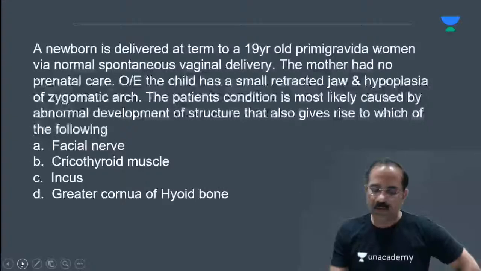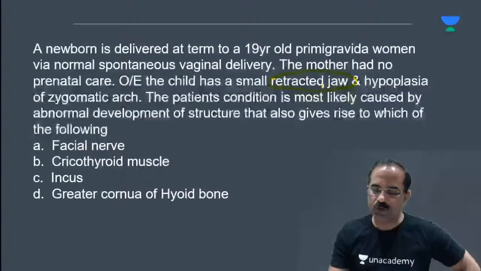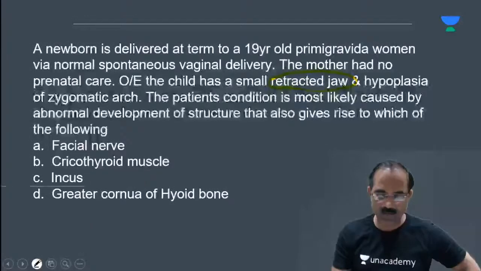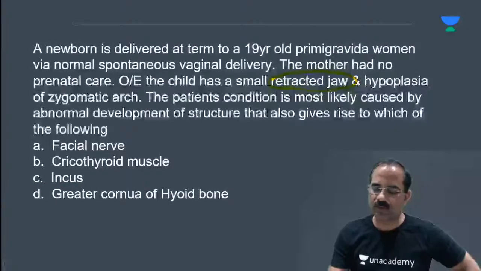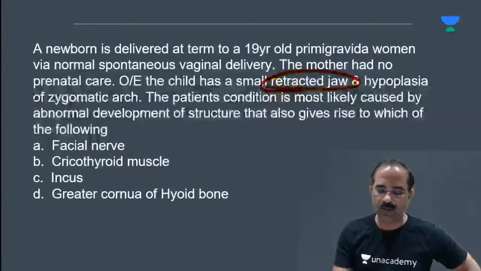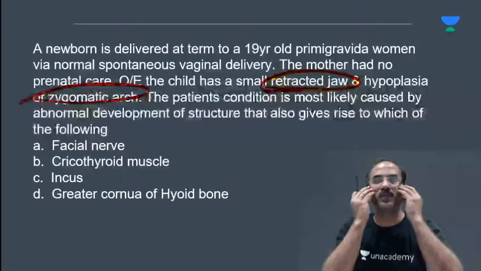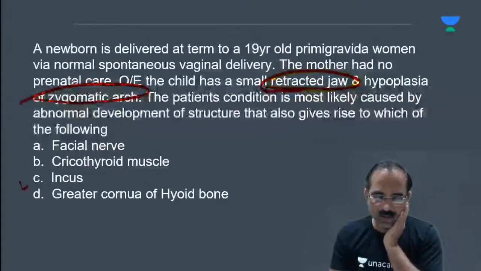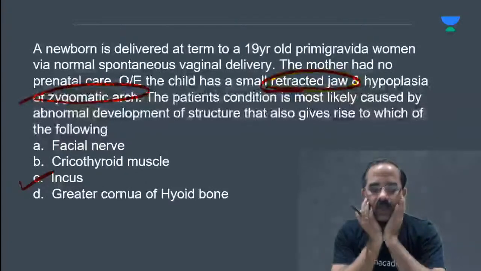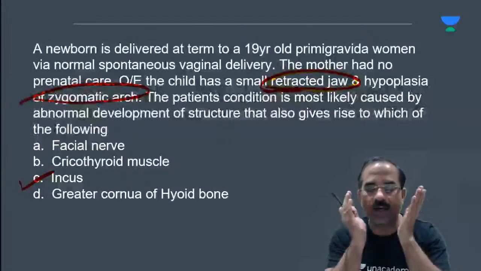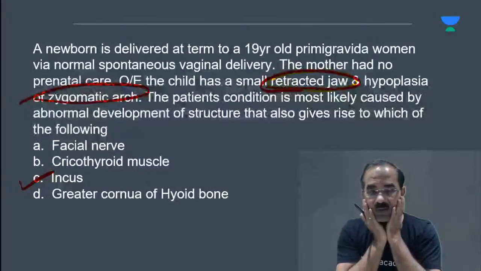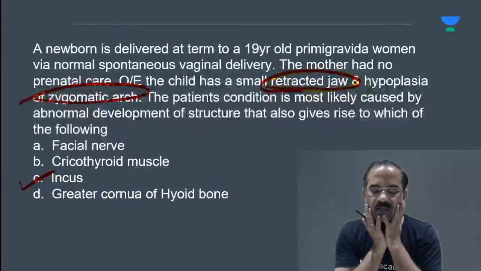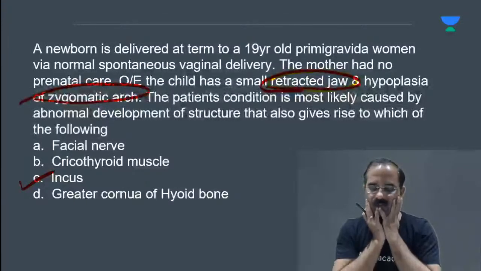See, retracted jaw means the maxilla and the mandible are not developed. Hypoplasia of the zygomatic arch. So the maxilla and mandible develop from which pharyngeal arch? Answer is C. The maxilla and mandible develop from the first pharyngeal arch. Correct, students? Answer is C. Rishi, answer is C.